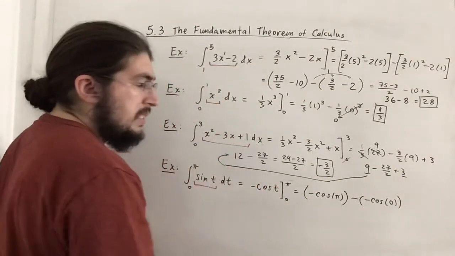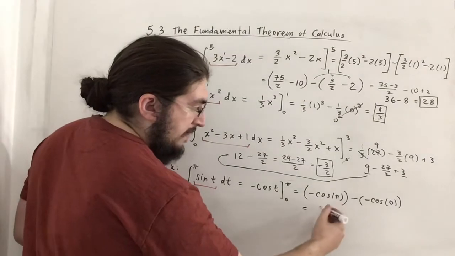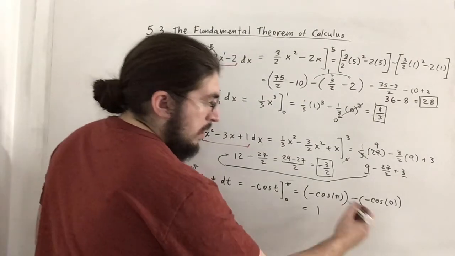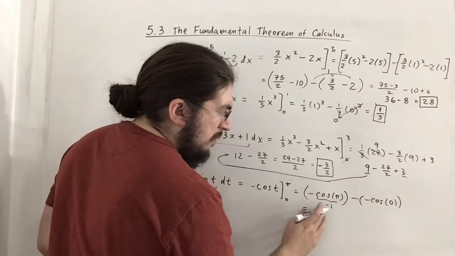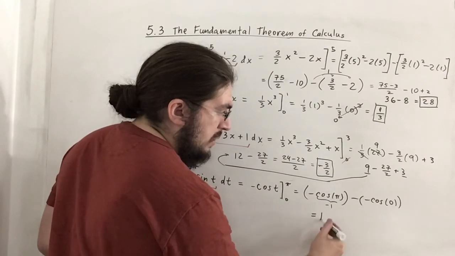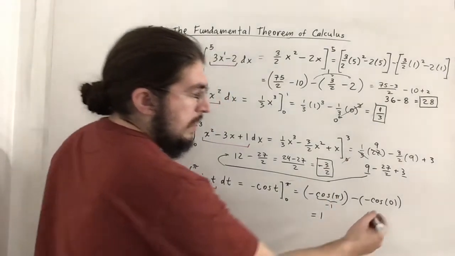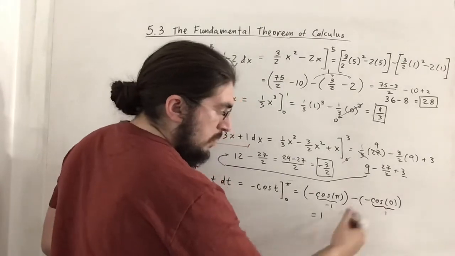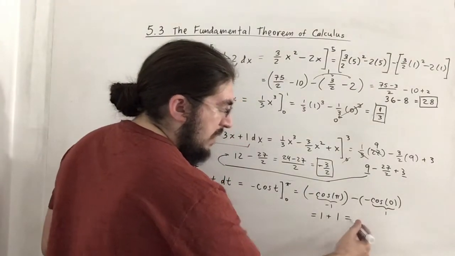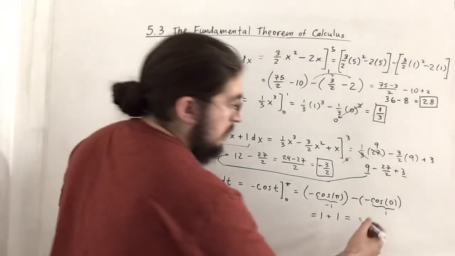Now cosine of pi is negative 1, so this is negative 1, which is positive 1. So let me write that here. This is negative 1, so we get a double negative, so that just gives us positive 1 for the first evaluation. Cosine of 0 is 1, so this is also double negative 1, so that gives us 1 for the second evaluation. 1 plus 1 is 2, so the result here is 2.